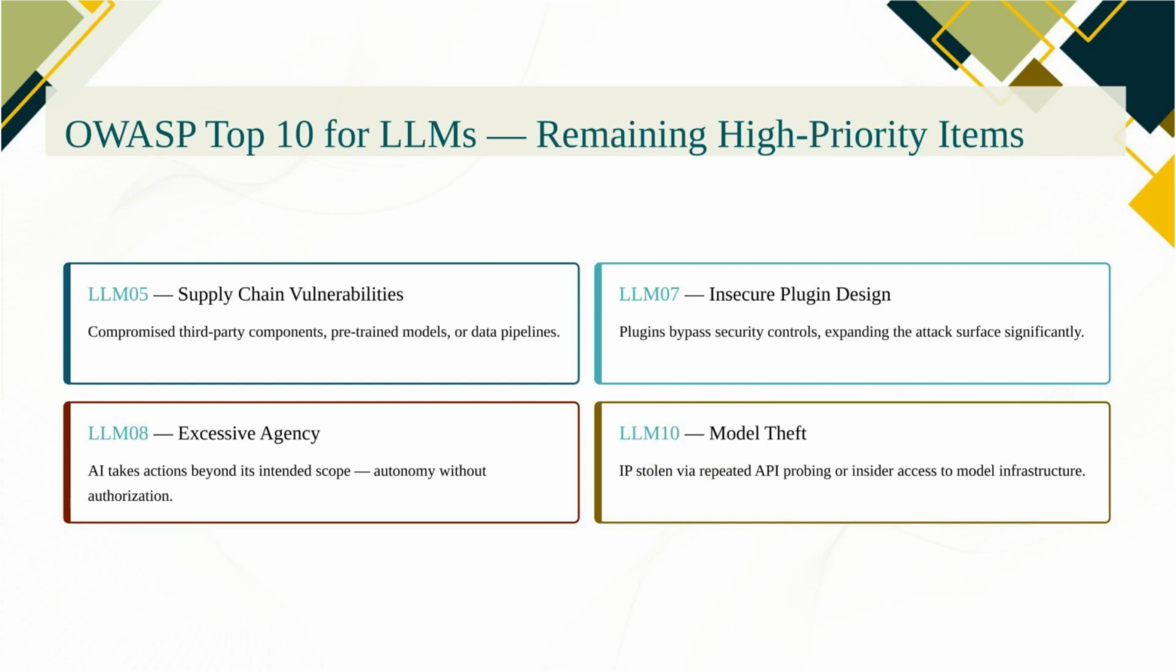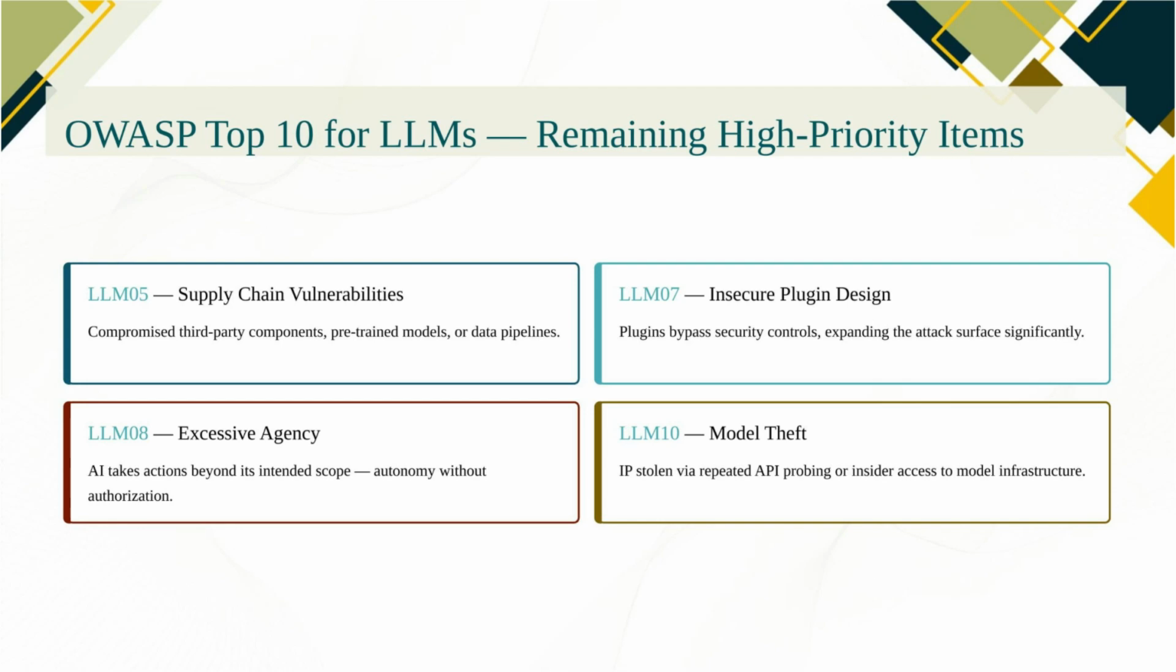LLM-05 is supply chain vulnerabilities, compromised components, datasets, or pre-trained models introduced into your AI pipeline. LLM-07 is insecure plugin design. Plugins or extensions connected to the LLM bypass security controls and introduce new attack surfaces. LLM-08 is excessive agency. The AI takes actions beyond its intended scope, sometimes with real-world consequences.